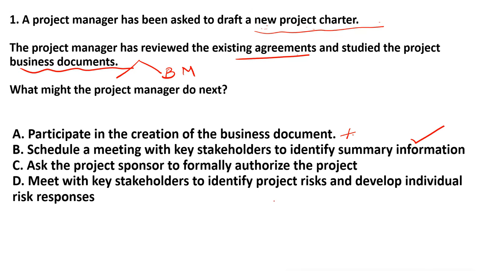Now I will explain to you why D is not the best choice, because this part is okay. Meet with the key stakeholder to identify project risk. That is fine, because we also find out high level risk when we make the charter, and the key stakeholder should be included. If all are not available, then the key stakeholder should be available in order to make the charter. But the second part, develop individual risk response, is not part of the charter. We will discuss this when we discuss the risk area.